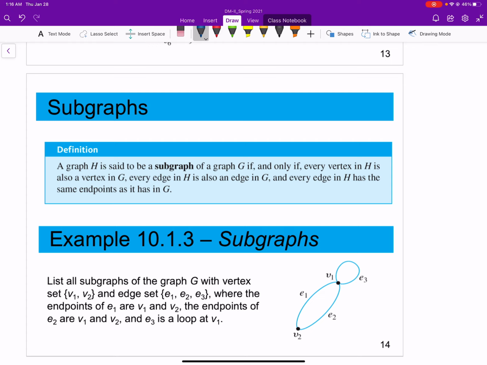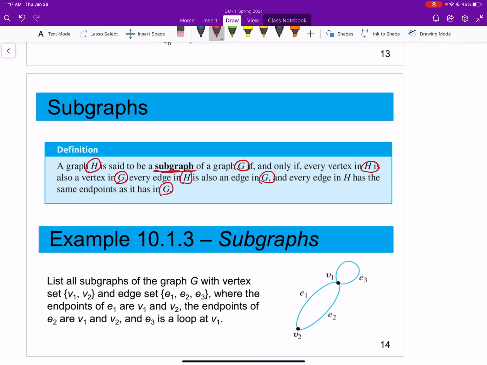This section is about subgraphs. First of all, I will give you the definition of a subgraph. A graph H is said to be a subgraph of graph G if and only if every vertex in H is also a vertex in G, every edge in H is also an edge in G, right? Okay. And every edge in H has the same endpoints as it has in G. Alright, so these are the subgraphs.